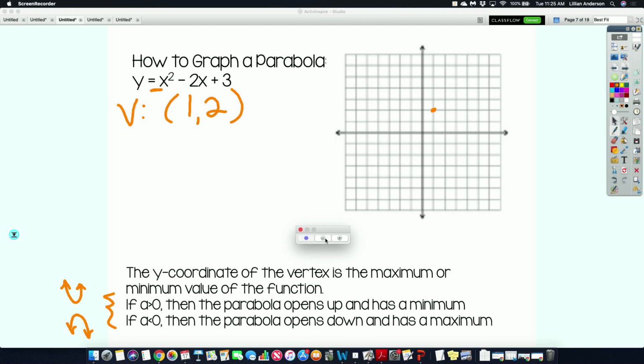So does this graph open up or does it open down? It opens up. A is a positive 1, so it's going to open up. Now the pattern. You start from your vertex, and you go up 1 and over 1, and then that's another point on your parabola. Up 1, over 1.